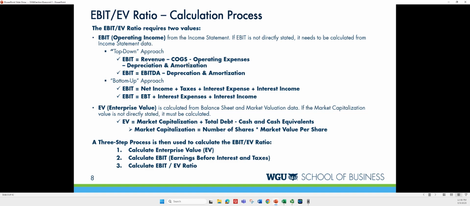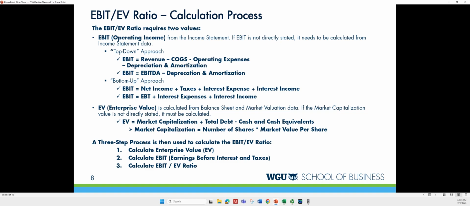The second is our enterprise value. So that has to be calculated from balance sheet and market valuation information. If the market capitalization value is not directly stated, we have to calculate it. So our general formula for enterprise valuation is the market capitalization plus the total debt minus the cash and cash equivalents.